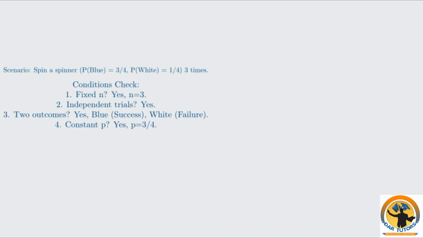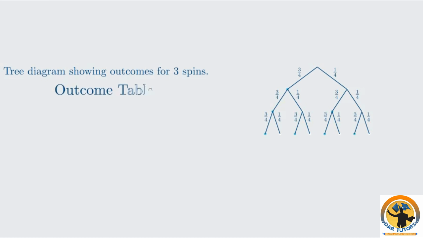We can use a tree diagram to find all possible outcomes and their probabilities. The first spin can be blue or white. For each of those, the second spin can be blue or white, and so on. We can then list the outcomes, like blue, blue, white, and calculate their probabilities by multiplying along the branches. If we do this for all 8 possible outcomes, we see, for example, the probability of getting blue, blue, white is 3/4 times 3/4 times 1/4, or (3/4) squared times 1/4. Notice that outcomes with the same number of blues, like BWB or WBB, have the exact same probability.